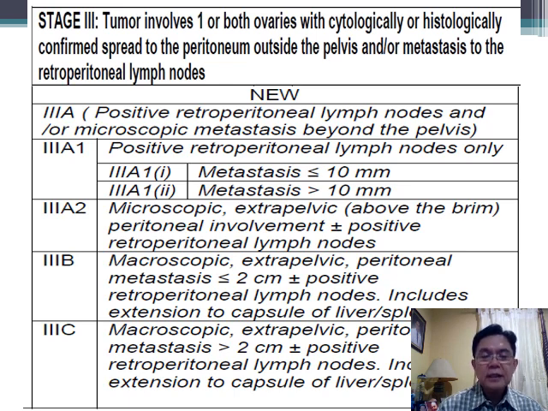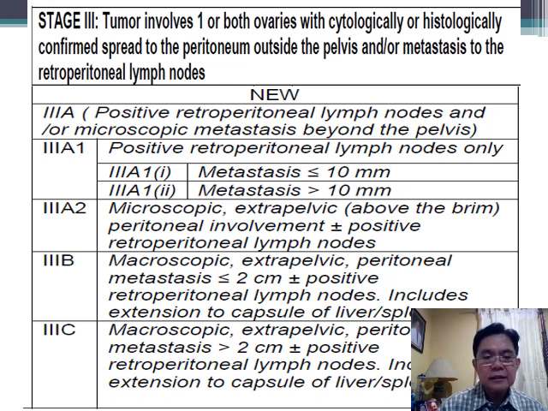Stage 3B is macroscopic, so there is a gross lesion. Extrapelvic, above the pelvic brim, peritoneal metastasis 2 centimeters or less, with or without retroperitoneal lymph nodes, is stage 3B. Extension to the capsule of the liver or surface of the liver is also stage 3B. So if it is only the capsule of the liver, it is stage 3B.